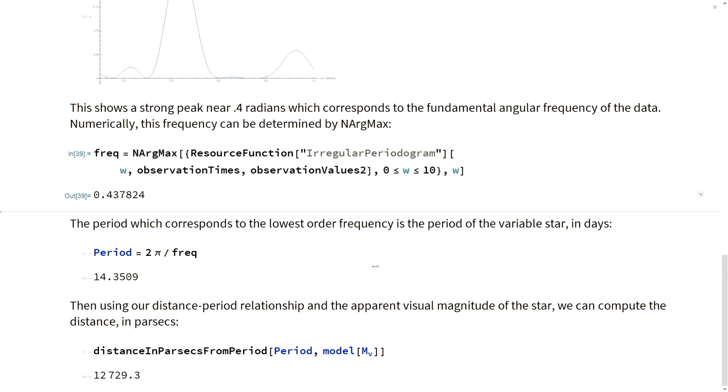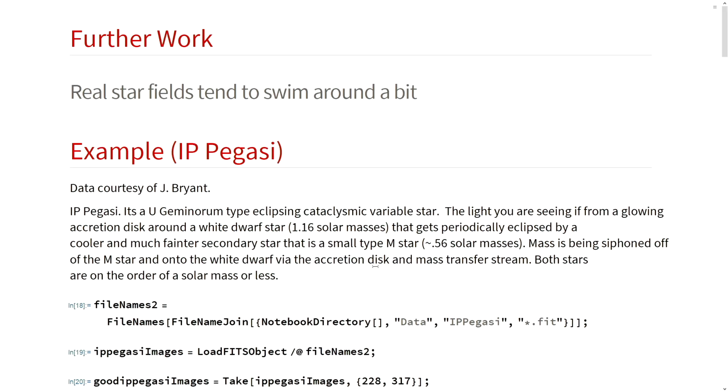So before I mentioned that this is dependent on having images which are rock solid, because we have to compare this target star from image to image. And if it swims around, it's not going to be any good. So how do we solve that problem? Well, real star fields tend to swim around a bit.